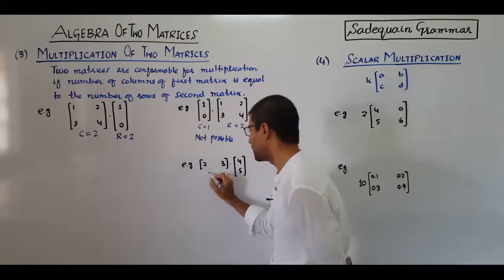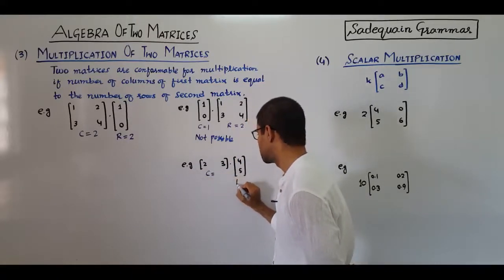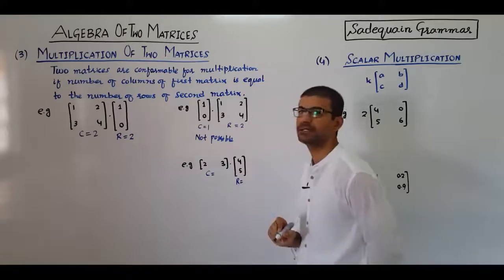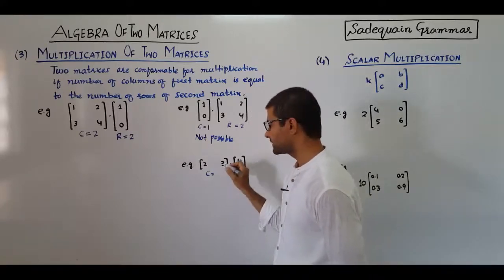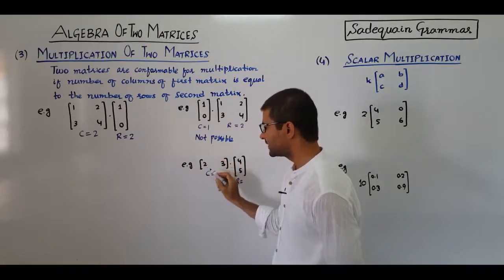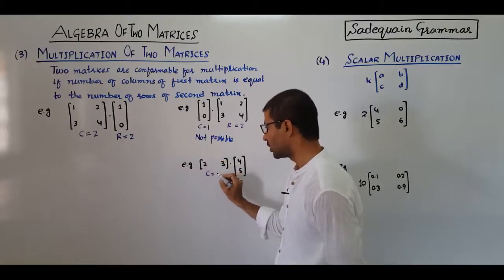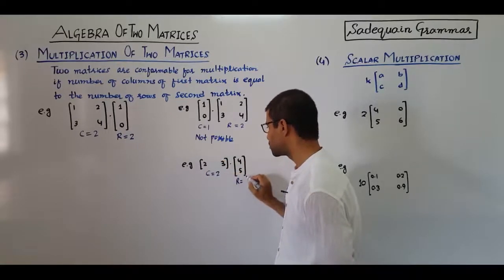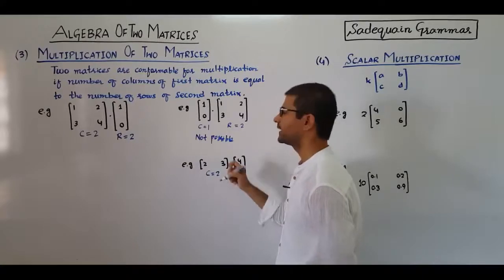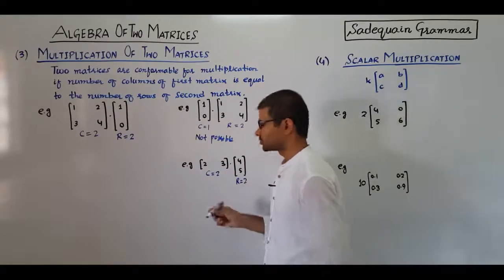Can we multiply or not? For this we have a rule. Columns of first and rows of second must be equal. How many columns? The first matrix contains two columns and the second matrix contains two rows. Both are equal, so we can multiply.